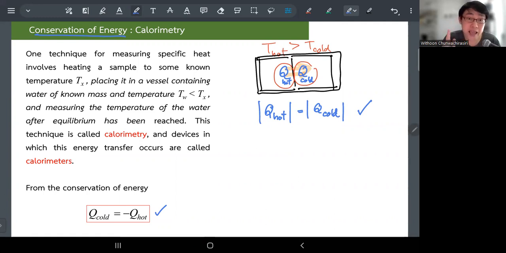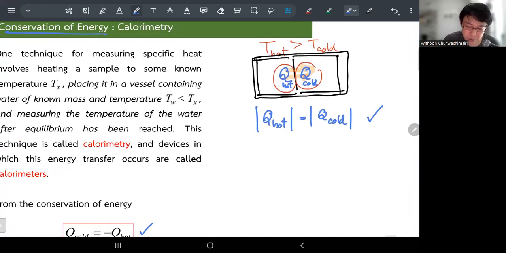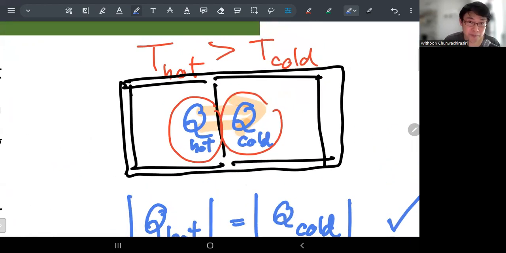Done. But then we already agreed on what happens to the heat flow. Whenever you have the flow out and the flow in, they have opposite signs. Does that make sense? So if you talk about Q hot, it is actually leaving, so you might say this one has a negative sign. But on the cold side, the heat is flowing in, so it has a positive sign associated with it.